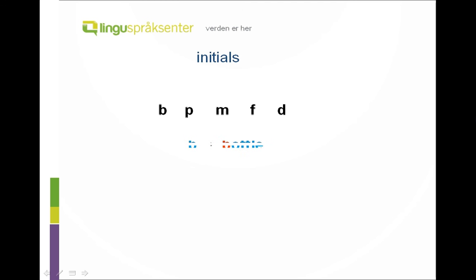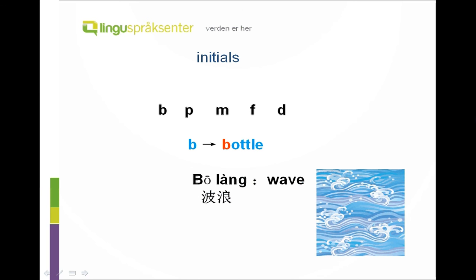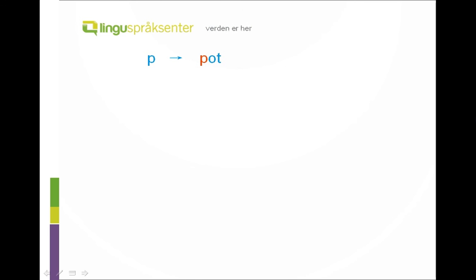波 A little bit sounds like bottle in British English. 波 For example, 波浪 which means wave. Next, 波 Right after me.